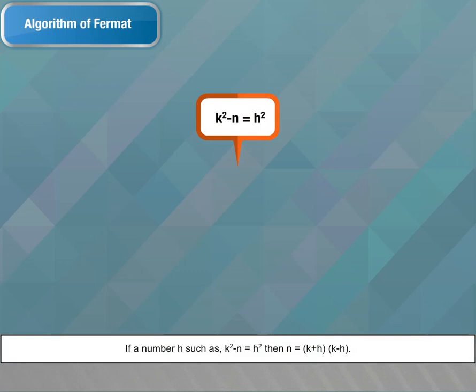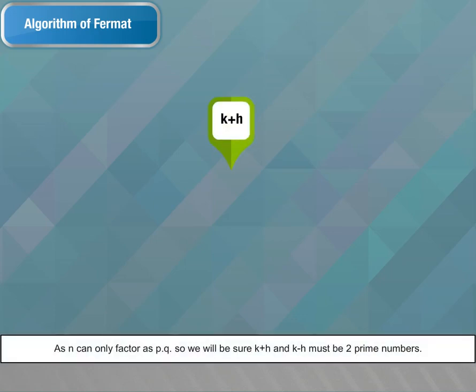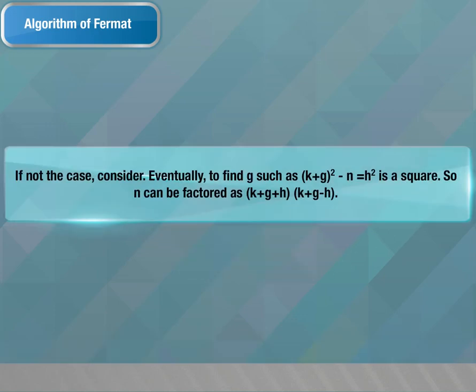If a number h exists such that k² − n = h², then n = (k + h)(k − h). As n can only factor as p × q, we will be sure k + h and k − h must be 2 prime numbers. If not the case, consider eventually to find g, such that (k + g)² − n = h² is a square. So n can be factored as (k + g + h)(k + g − h).